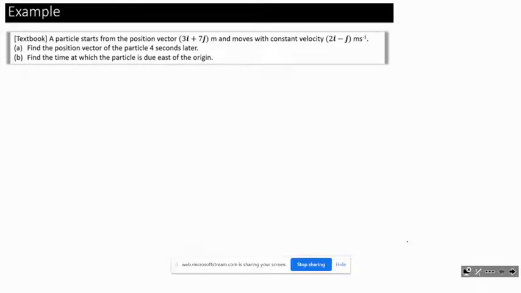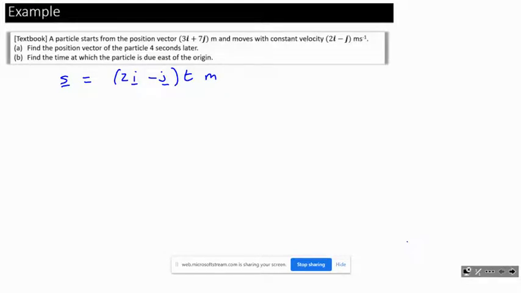Okay? So if we're going to think about our displacement, which we'll call s, our displacement vector is going to equal (2i minus j) multiplied by t meters, because our displacement is going to be our velocity multiplied by time. And this works because we have no acceleration at all.